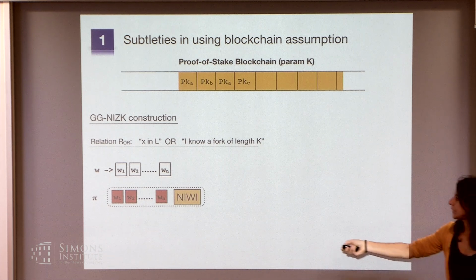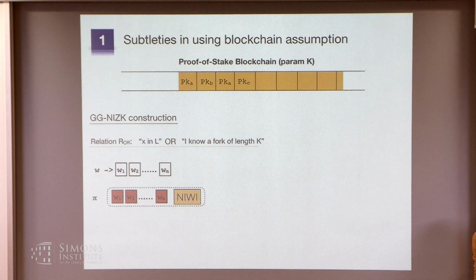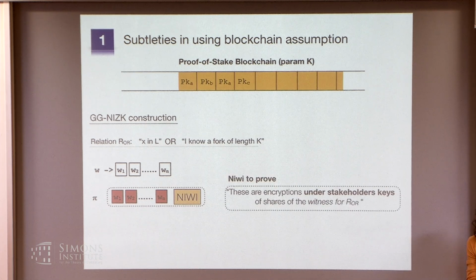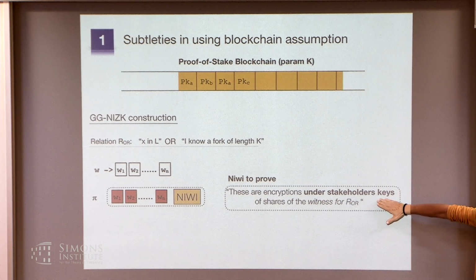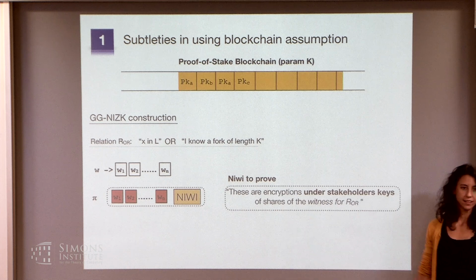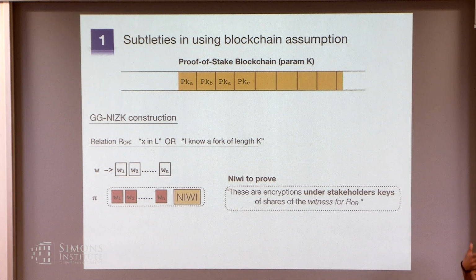And then I'm going to add a NIWI using Groth, for example, and saying, well, these are correct encryptions under the stakeholders' keys, and these are encryptions of shares. And if you have enough shares, you will reconstruct a witness. That's the scheme. Now you can see where things can go wrong here.